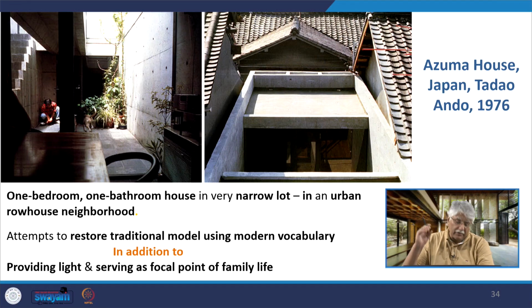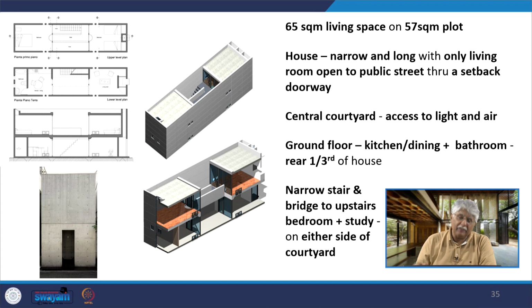It attempts to restore the traditional model of the Japanese house using modern vocabulary, in addition to providing light and serving as a focal point of family life. It's a 65 square meter, very limited space, as is true for so many Japanese houses, on a very small 57 square meter plot. The house is very narrow and long, and its only living room opens to the public street with this setback doorway that you find here. The central courtyard has access to both light and air.